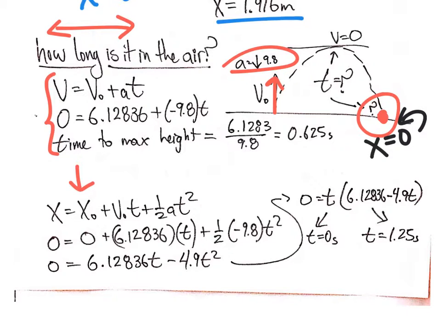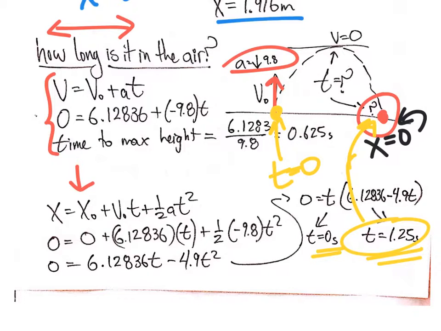Notice how that makes sense, because when the ball started, that was at t equals 0, and when it landed, that was at t equals 1.25. Whoa! So we get two answers, and they both make sense in this case. This would be the start, and this would be the finish when it lands on the ground. Okay. So what is this additional information?